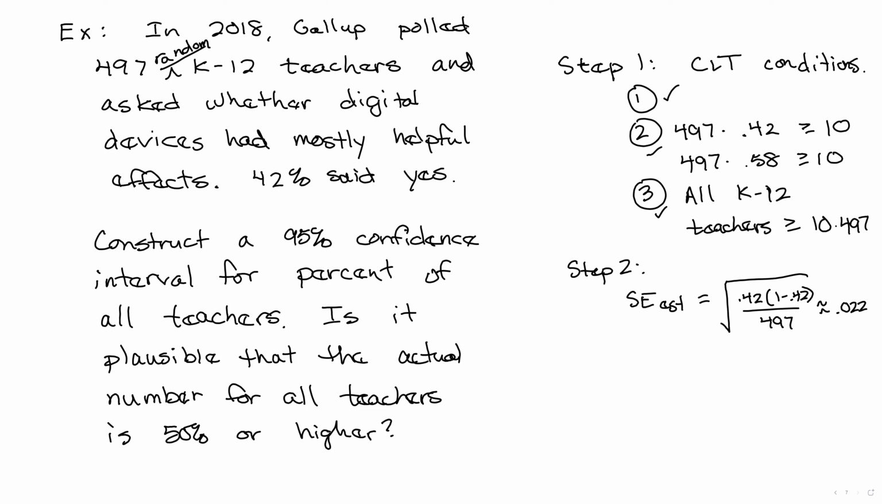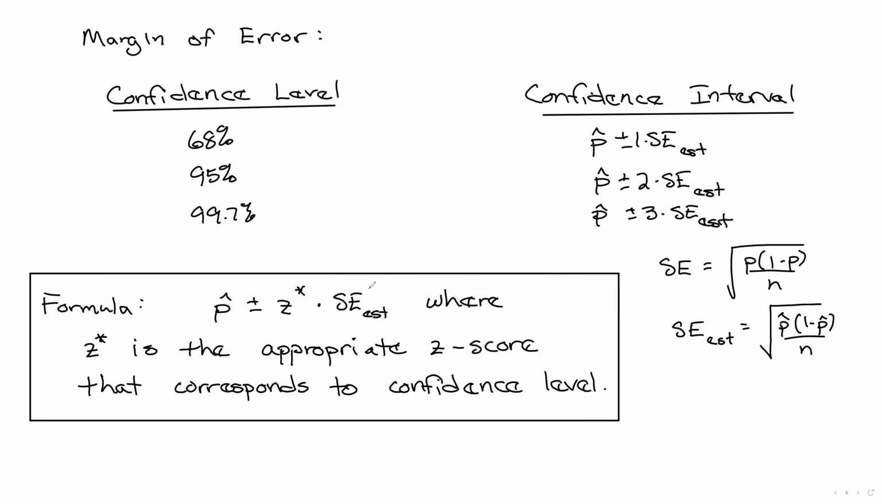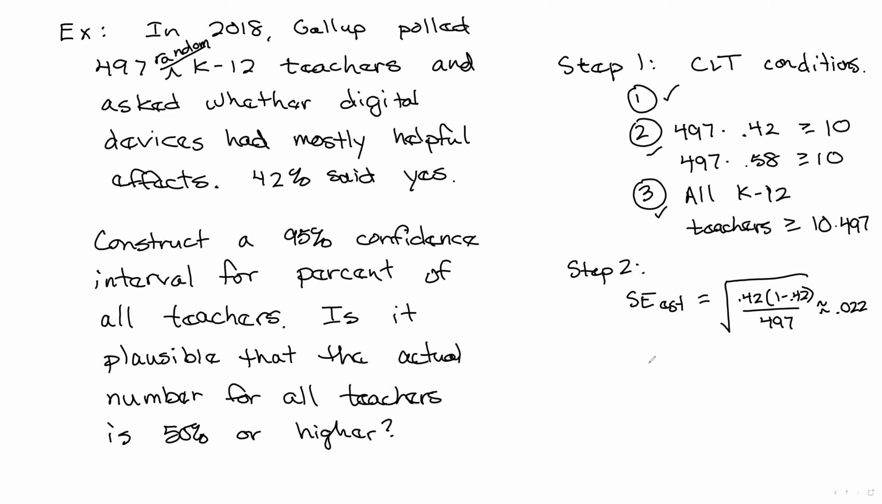About that amount. Okay, so once we've done that, what do we need to do after that? Next we need the appropriate z-score. What we're doing is constructing this formula. So this part is done, 0.022. Next we need this part. What z-score are we going to use? That's going to come from the confidence level. What is the confidence level? 95%. What did the 95% confidence level tell us to use for z star? This comes from that table a minute ago, 1.96.